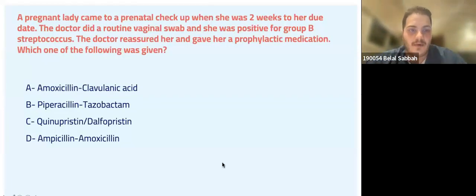All right. A pregnant lady came to a prenatal checkup when she was 2 weeks due to her date. The doctor did a routine vaginal swab and she was positive for group B strep. The doctor reassured her and gave her a prophylactic medication. Which one of the following was given? Say your answers.